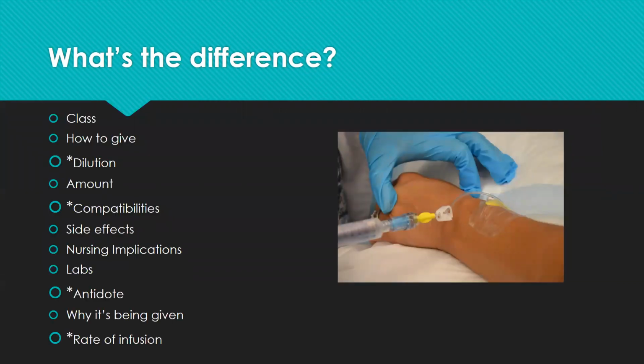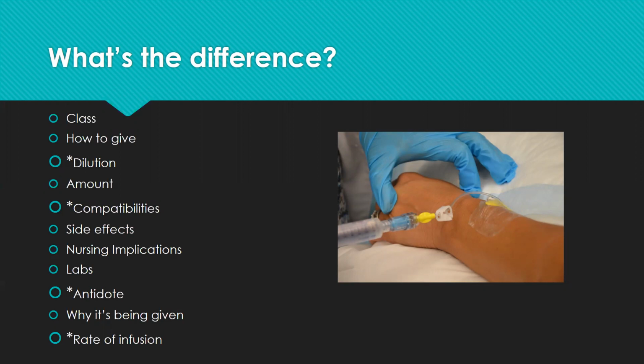All right, let's talk about the difference between looking up oral medications and IV push medications. You guys already learned for IV piggyback what should be looked up, so this should be somewhat of a review, but yet there are some things that really stand out for IV push.